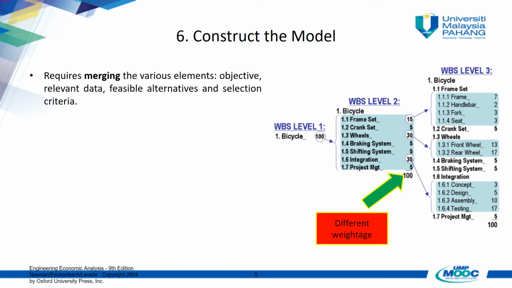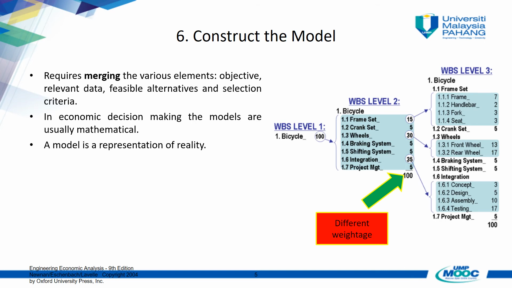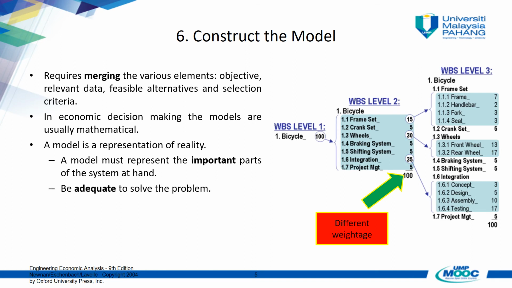During model construction, it requires a merging of various elements: objective, relevant data, feasible alternatives, and selection of criteria. In economic decision making, the models are usually mathematical, as shown in our WPS levels there. A model is a representation of reality. A model must represent the important parts of the system at hand. It should be adequate to solve the problem.